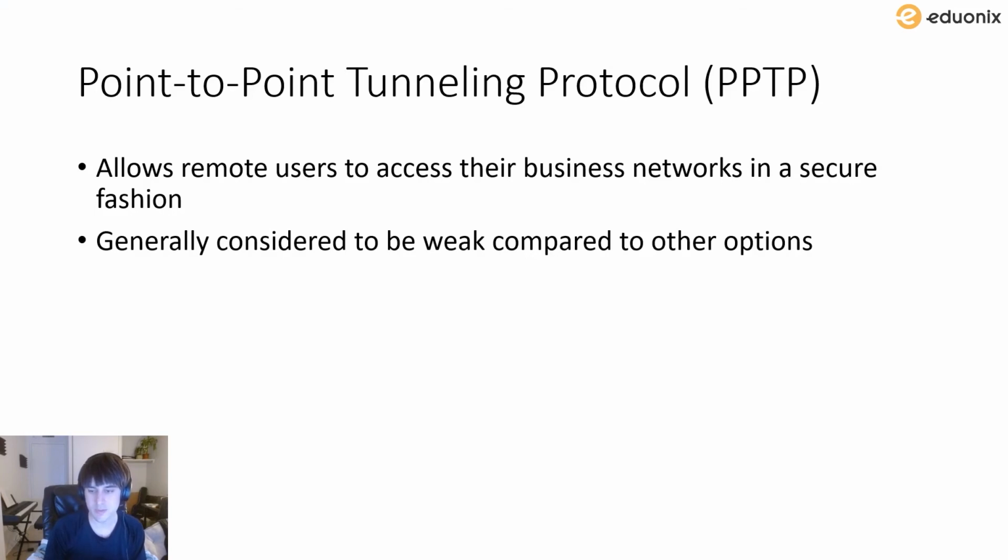In addition to these different types of VPNs, there are different types of protocols that exist for VPNs. There are a few common ones. The first one is Point-to-Point Tunneling Protocol, or PPTP. This allows remote users to access their business networks in a secure fashion. So this is typically a very business-focused protocol. It allows you to access entities that exist on a network, but it's generally considered to be relatively weak. This is not a great protocol, and there are some good improvements on it.